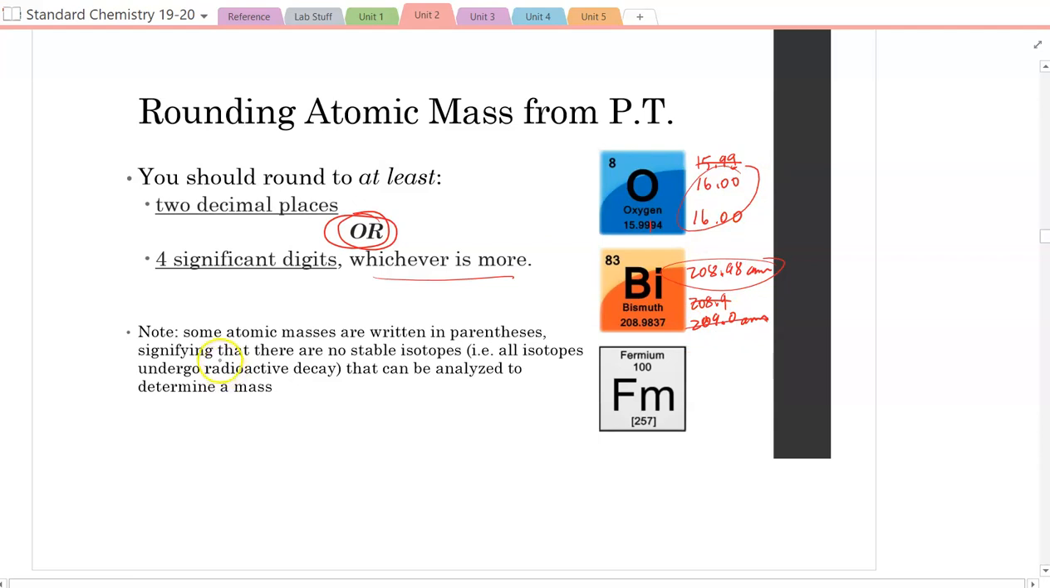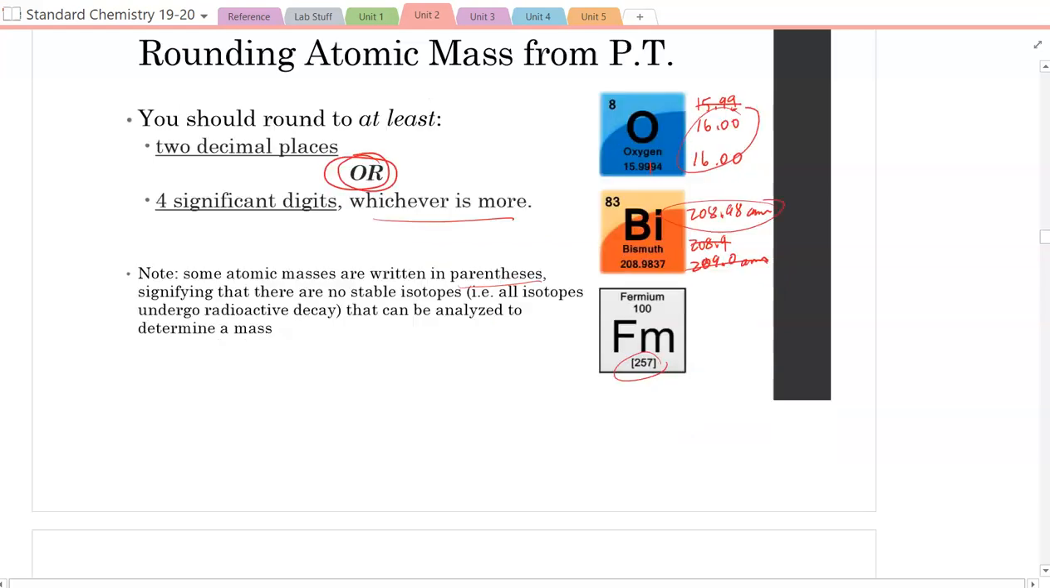Finally here, just as a quick note, some atomic masses are written in parentheses, or in some sort of brackets, signifying that there's no stable isotope. So whatever isotopes do exist, they typically decay radioactively, and then it's really difficult to actually observe a mass. A lot of times you might just see it as like a 257. Sometimes it'll provide a value, sometimes not. That's what that parentheses means.